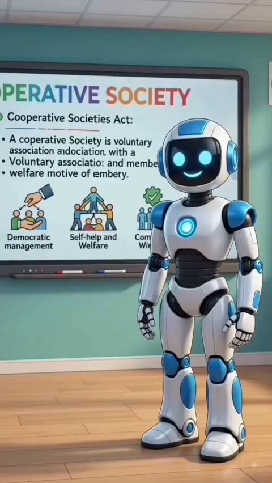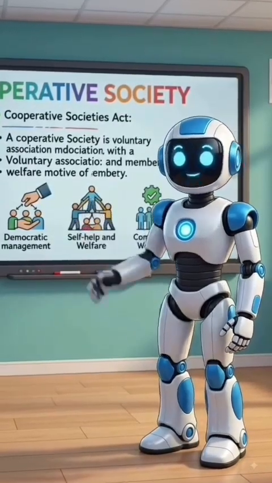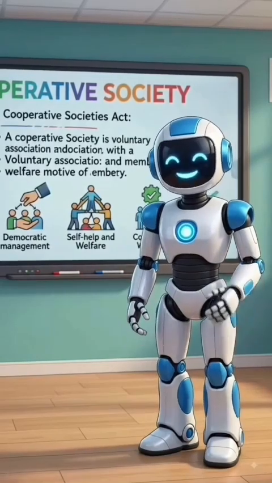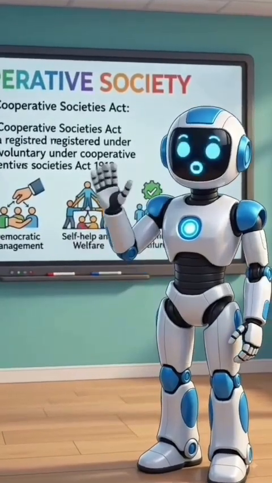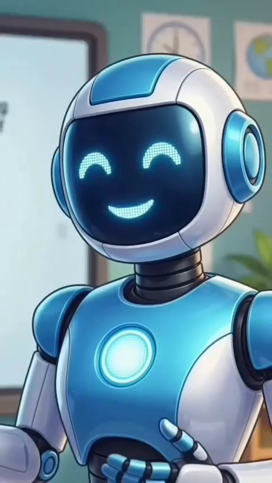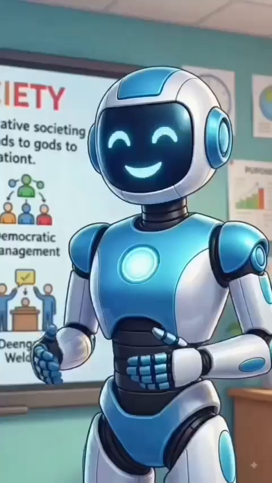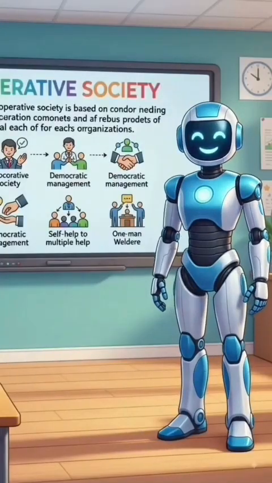Minor members can also be members of the business, as inclusion of persons in the business occurs by birth in the family. Cooperative society is a voluntary association of persons who join with the motive of welfare of the members. Cooperative society is registered under Cooperative Societies Act 1912. Cooperative society is based on principles like each for all and all for each. Self-help through multiple help. One man, one vote.